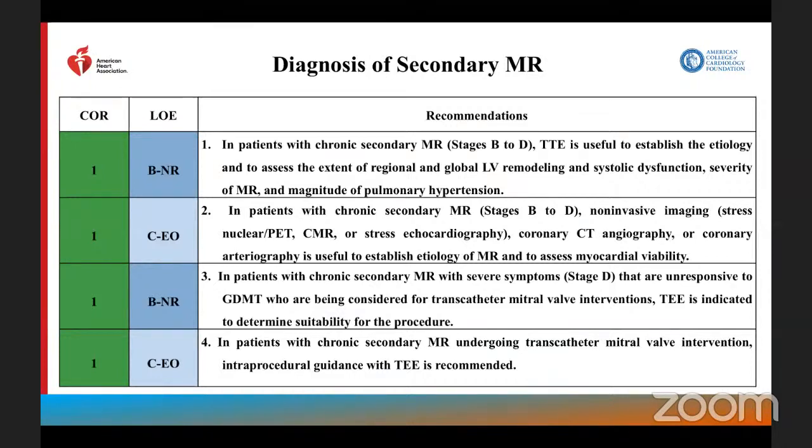In patients with chronic secondary MR with severe symptoms, stage D, that are unresponsive to guideline-directed medical therapy, who are being considered for transcatheter mitral valve interventions, transesophageal echo is indicated to determine the suitability for the procedure. It's a class 1 level B. In patients with chronic secondary MR undergoing transcatheter mitral valve intervention, intraprocedural guidance with TEE is recommended as a class 1 level C.